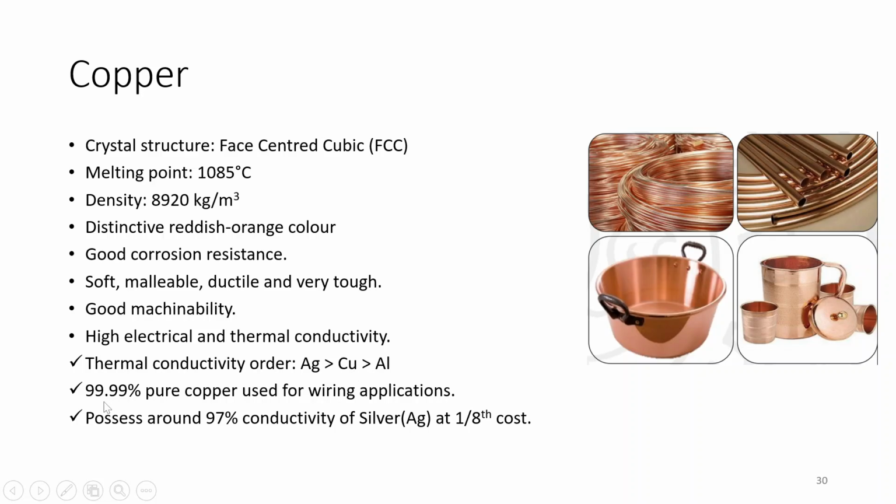Then 99.99% pure copper is used for wiring applications, and it possesses around 97% of the conductivity of silver at 1/8 of the cost. So because of the very low cost compared to this, we can sacrifice this much conductivity. And these are some of the applications: making tubes, wires and vessels.